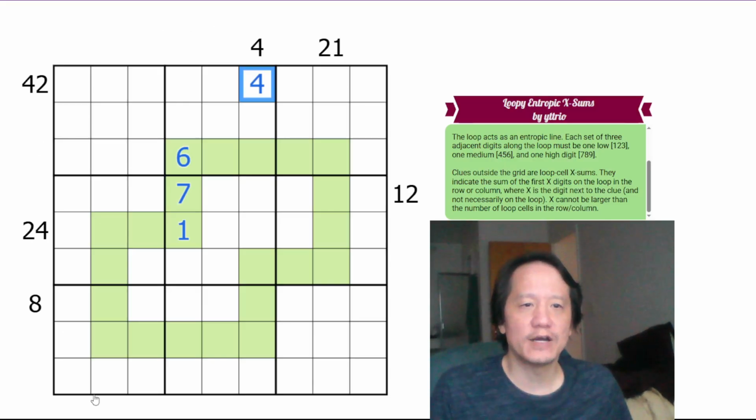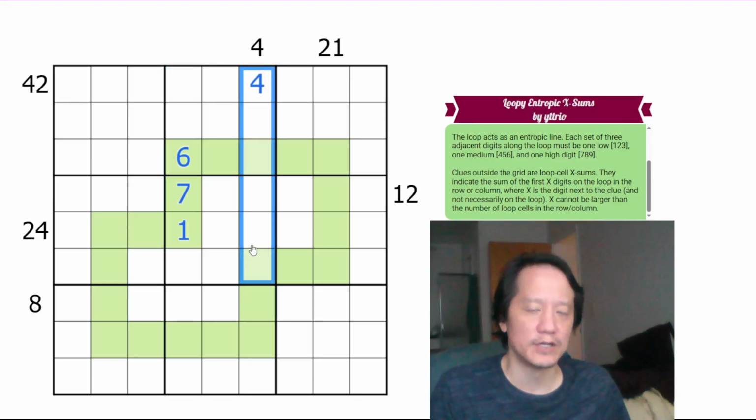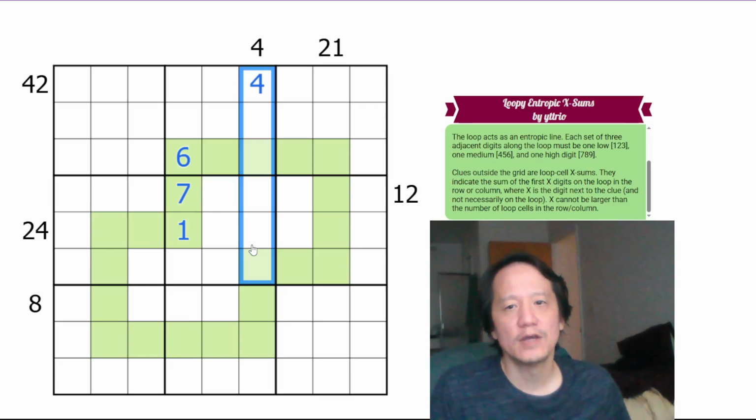So that's what the clues outside the grid are. They are loop cell X-sums. And again, the X is the first digit seen in the row or column, respectively, and it may or may not be on the loop. Anyways, those are all the rules. If you'd like to play along, there's going to be a link in the description. And now, I'm going to get started.